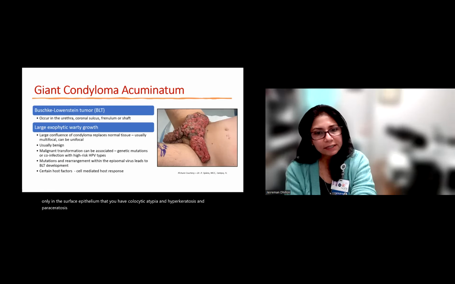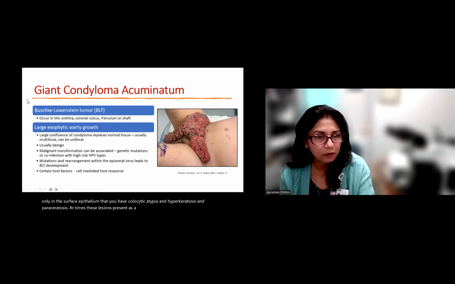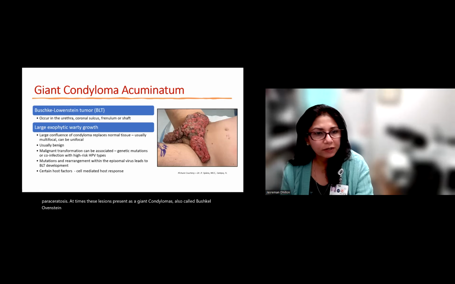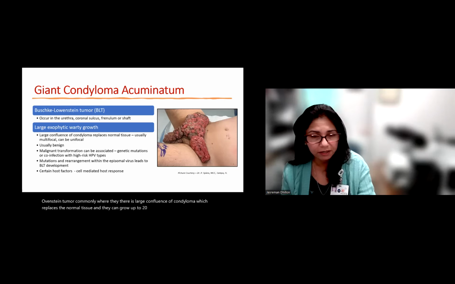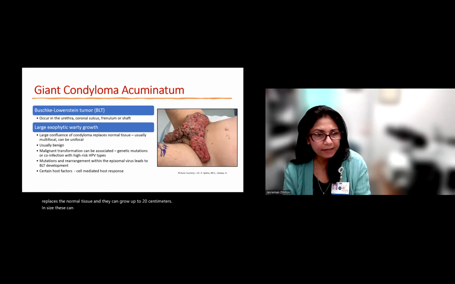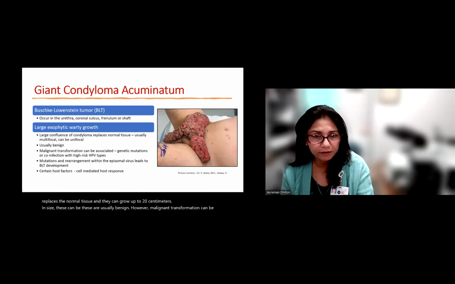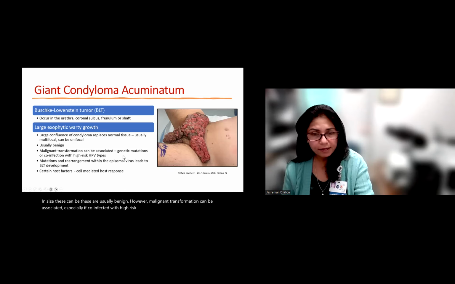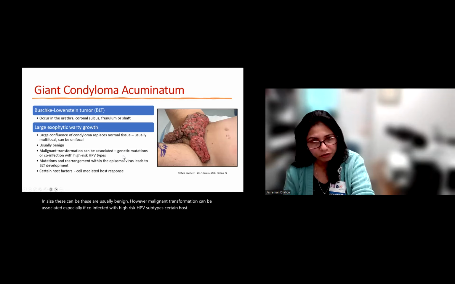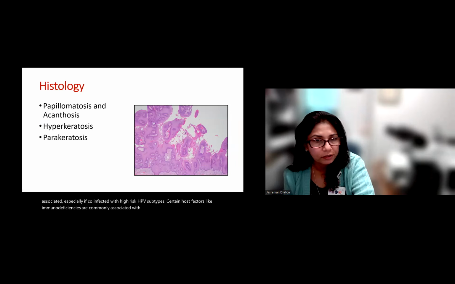At times, these lesions present as giant condylomas, also called Buschke-Lowenstein tumor, where there is a large confluence of condyloma, which replaces the normal tissue, and they can grow up to 20 centimeters in size. These are usually benign. However, malignant transformation can be associated, especially if co-infected with high-risk HPV subtypes. Certain host factors like immunodeficiencies are commonly associated with development of these huge lesions.